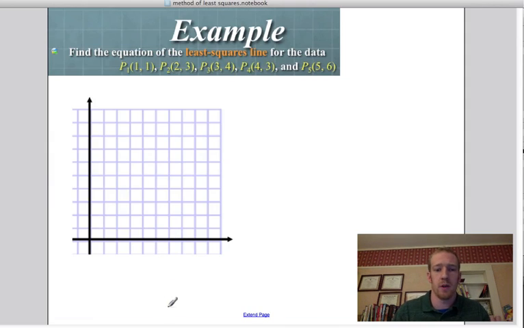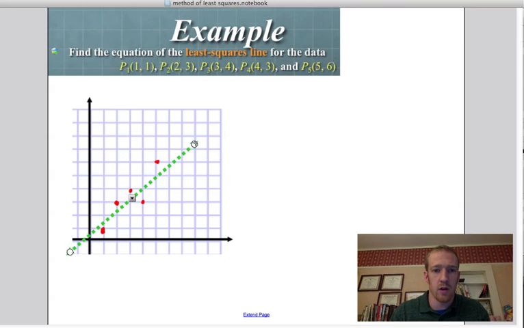Okay, so let's see an example here. We've got 5 points, and we're going to try to find the best line of best fit, the linear regression line, through the method of least squares. Just so you get a chance to see what it looks like, we have these points: 3, 4, 4, 3, and 5, 6. Those are our points. They're not necessarily all on the same line, but they look like they should be a linear correlation.